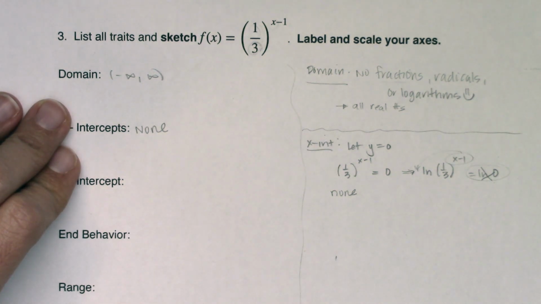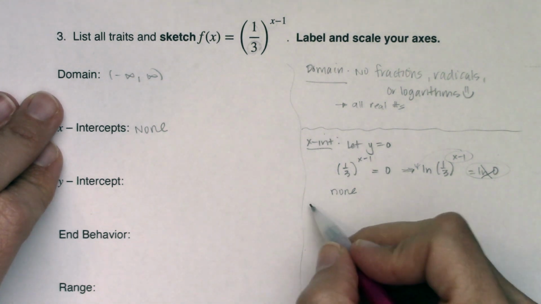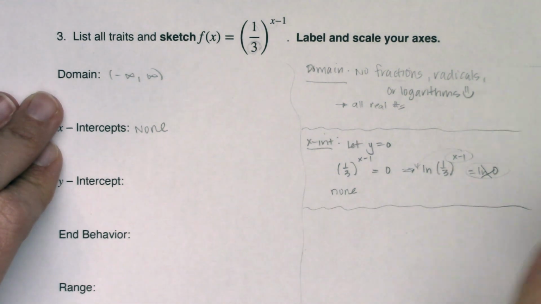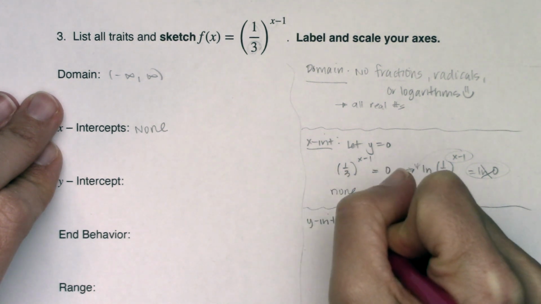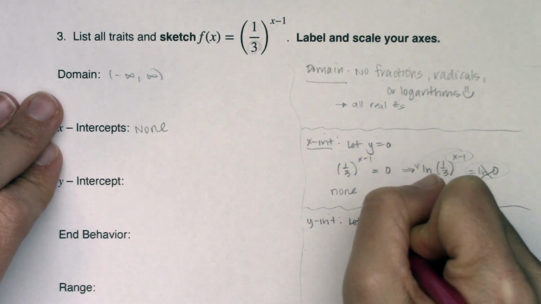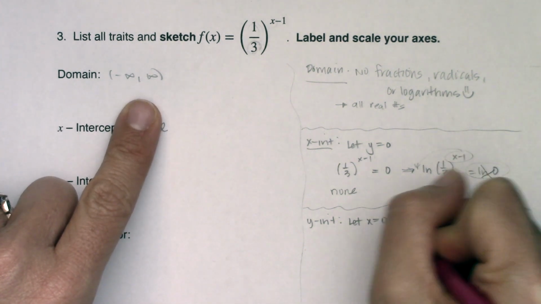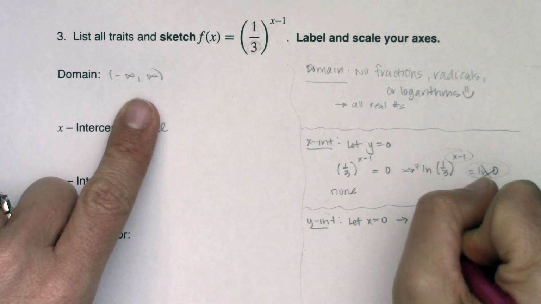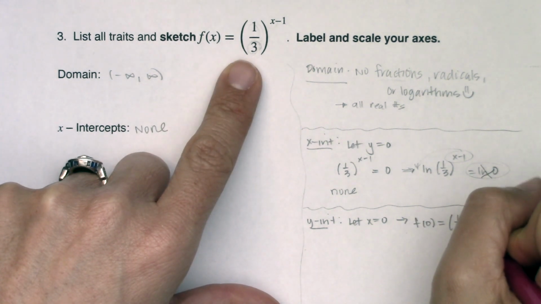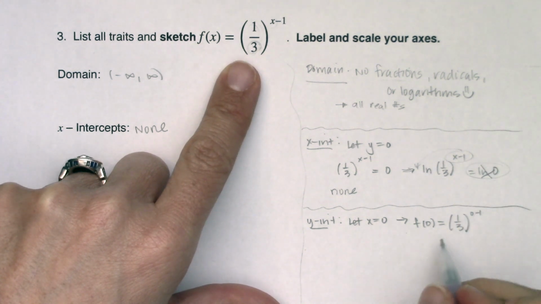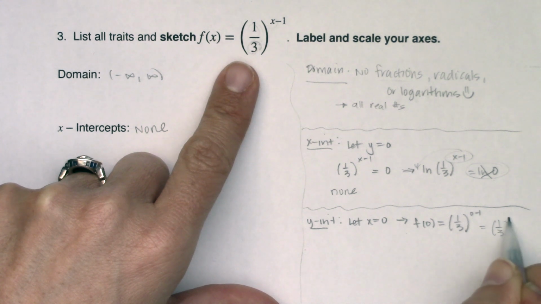All right. Now, for y-intercepts, if I want to find a y-intercept, I'm going to let x equal 0. You always let the opposite letter 0 out. So let's do y-intercept. And I will have a y-intercept because 0 is in my domain. So let's figure out what f of 0 is equal to. So that's going to be 1/3 to the 0 minus 1. Okay, 0 minus 1 is negative 1. So I have 1/3 to the negative 1.